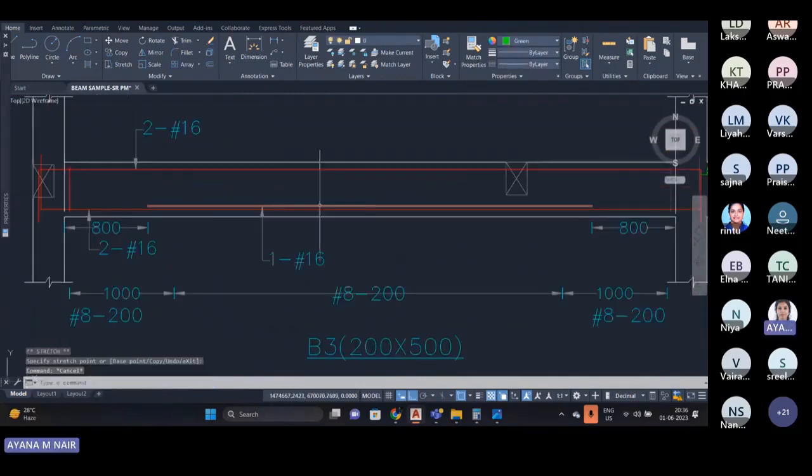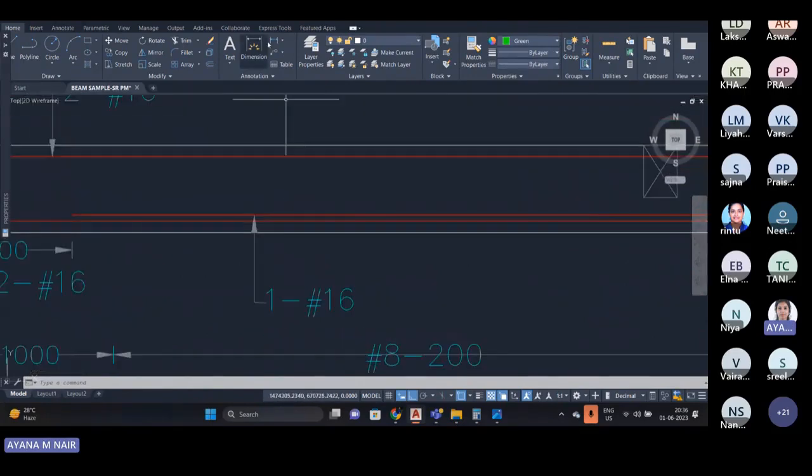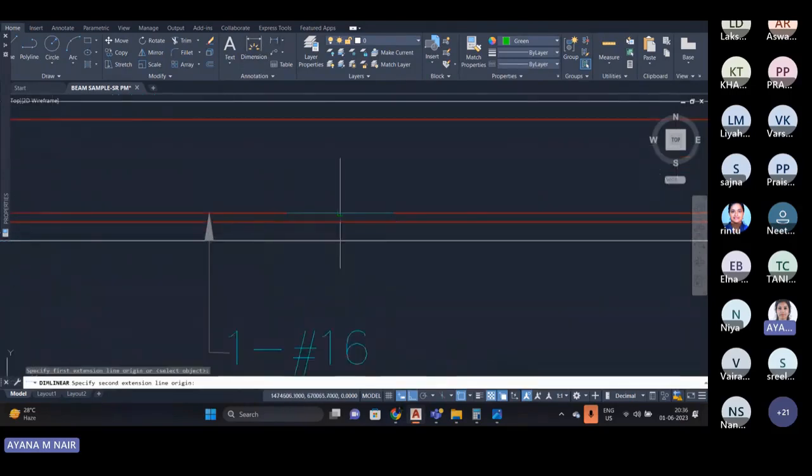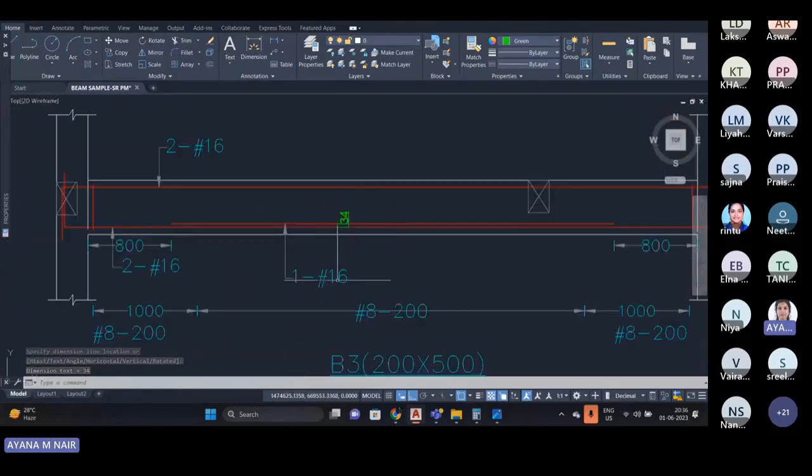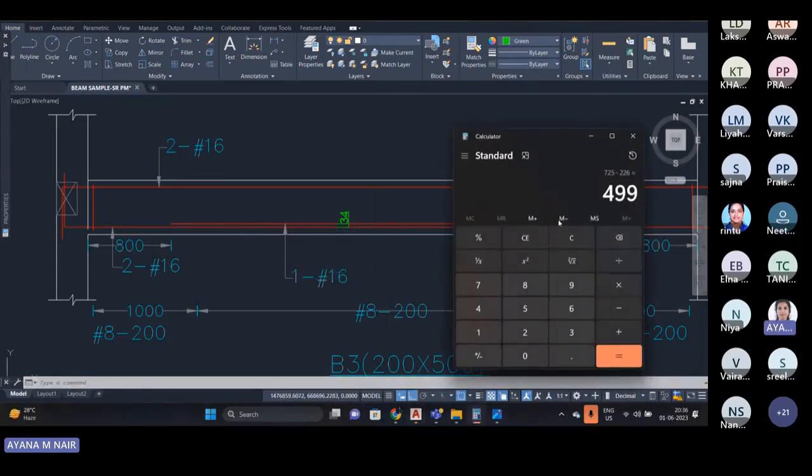Now there is an extra bar, that is, one number of 16 extra bar. For that, the distance between this bottom bar and this extra bar is, here it is 34, but actually the distance should be half of the dia of this 16 bar and half of the dia of this extra bar, that is 8 plus 8 is 16. So we need it as 16 only. So 34 minus 16, that is 18.